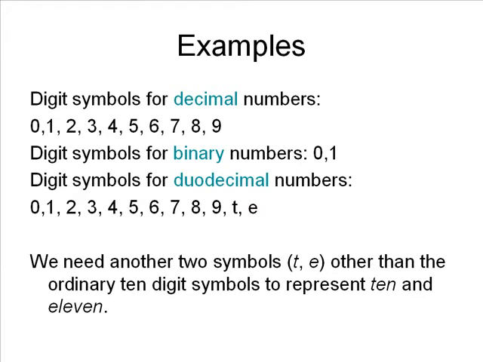The decimal system uses 10 digit symbols, and we are familiar with these symbols. The binary system only uses 2 digits, 0 and 1, and the duodecimal system will need 12 digits. Because we only have 10 digits for the decimal system, we use T to represent 10 and E to represent 11.